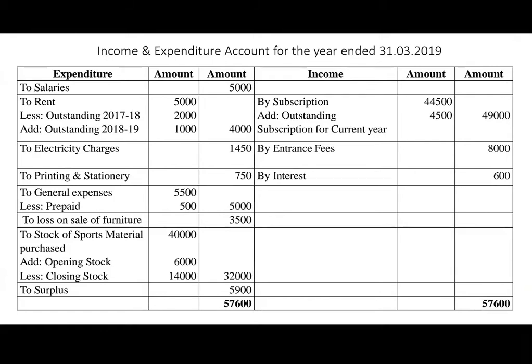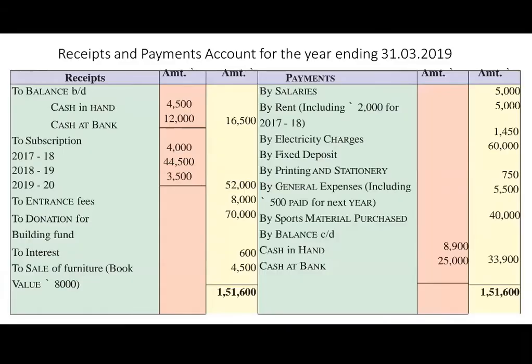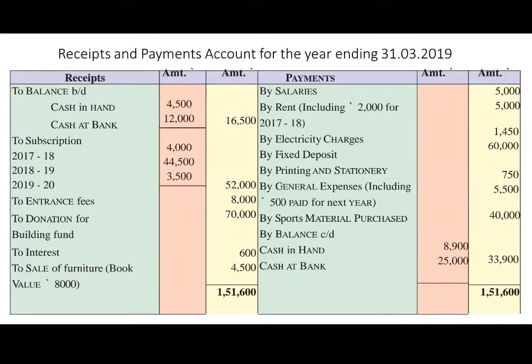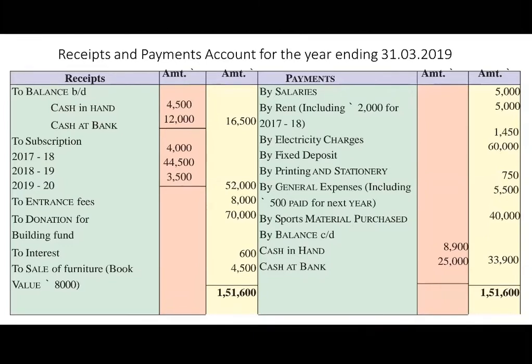Now the next item, very important: sale of furniture, book value 8,000 and 4,500. It is given 4,500 amount, and it says furniture sale was done, and in brackets it is given book value 8,000. I will explain this point when we actually record it afterwards.